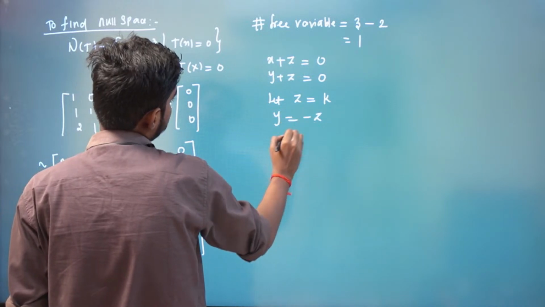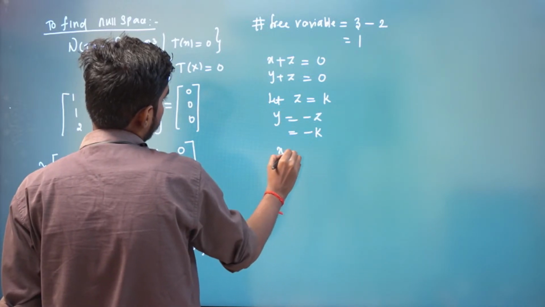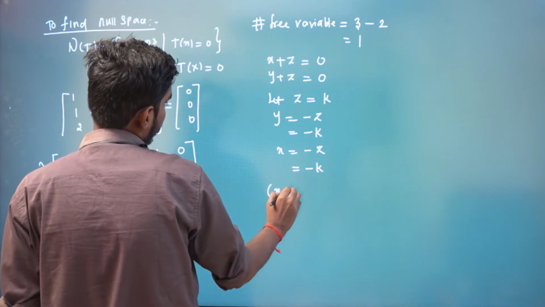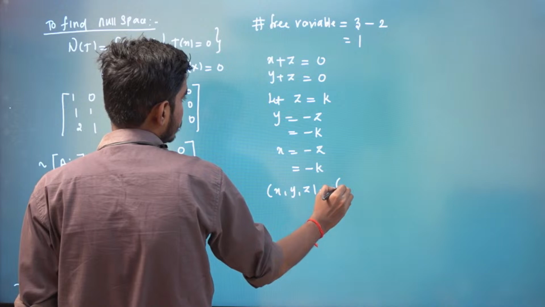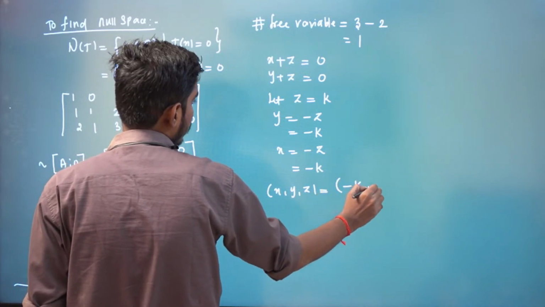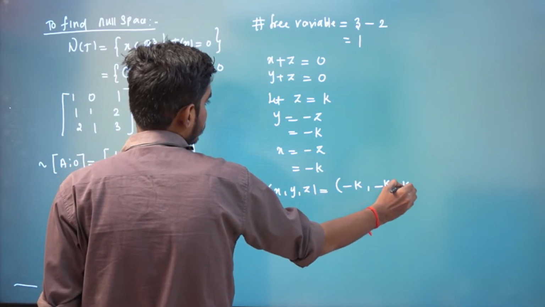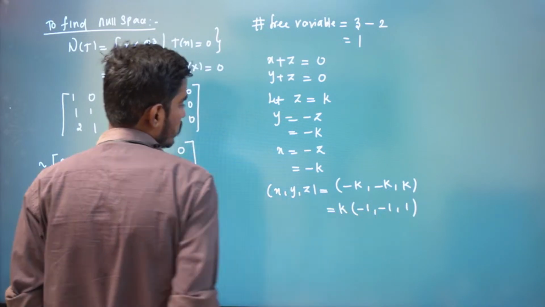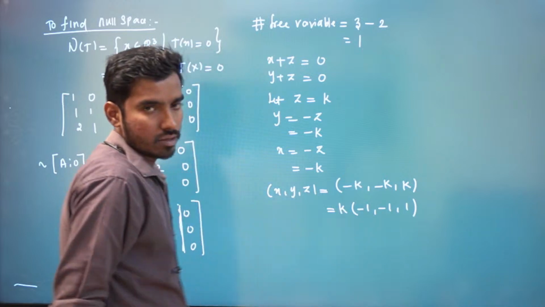So y is minus z. So that means y is minus k, and x is minus z, again minus k. So x, y, z, the solution space is given by x is minus k, y is minus k, and z is k. That means k times (minus 1, 1, 1).